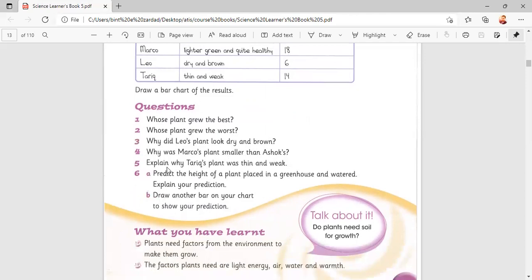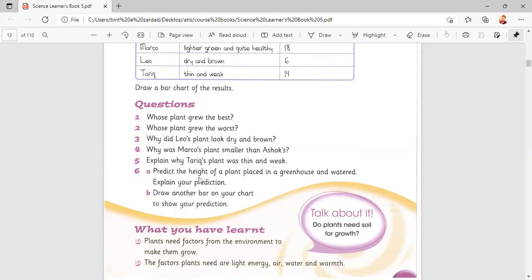After this, question number 5: explain why Tariq's plant was thick and weak. Tariq's plant was thick and weak because his plant was under the bed. That's why his plant was weak and thin.